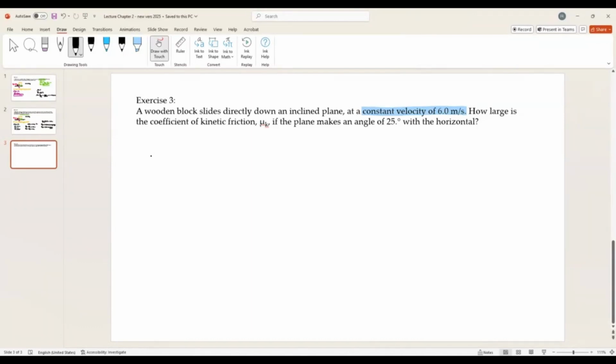The angle of repose is the maximum angle at which a block resting on an inclined surface stays at rest. It is equal to the tangent inverse of mu sub s, the tangent inverse of the coefficient of static friction. This is the maximum angle for the block to stay at rest.